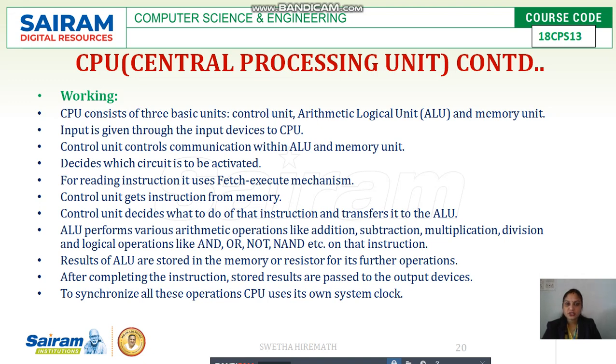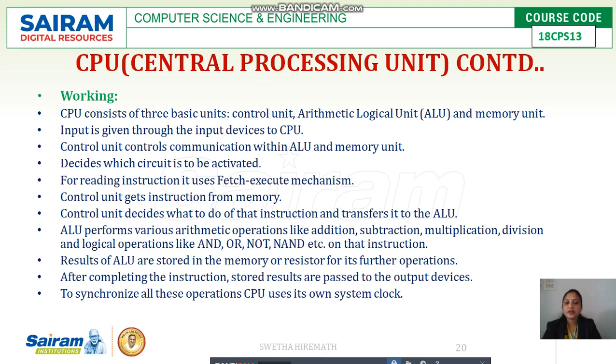The control unit gets an instruction from the memory, decides what to do with that instruction, and transfers it to the ALU if required. The ALU performs various arithmetic operations like addition, subtraction, multiplication, division, and also logical operations like AND, OR, NOT, NAND on that instruction. The results of the ALU are stored in the memory or the registers for further operations. After completing the instructions, stored results are passed to the output devices.